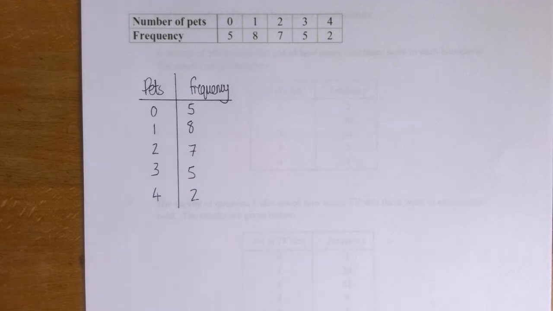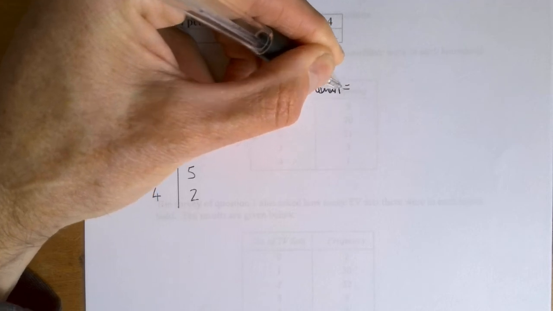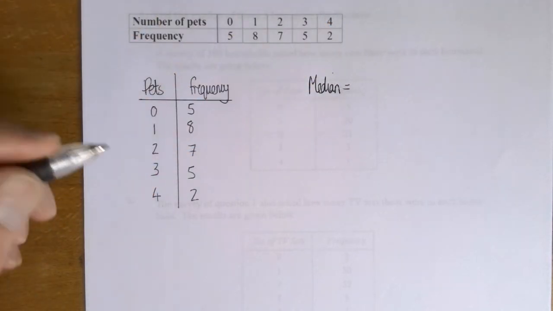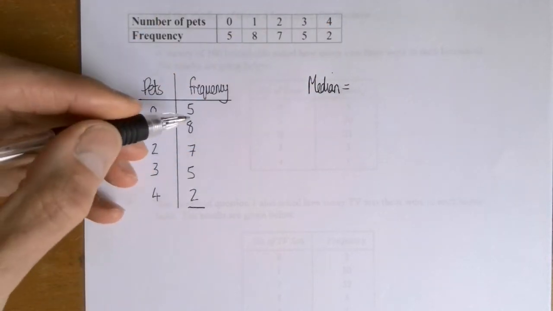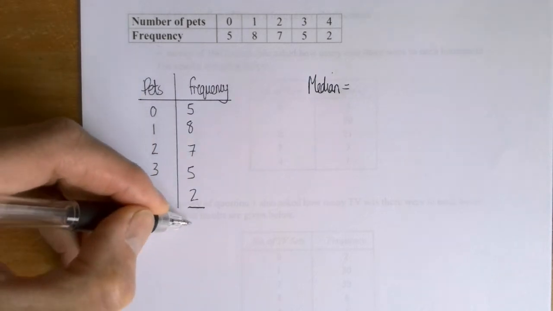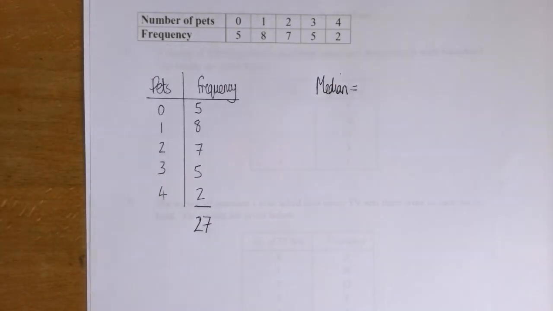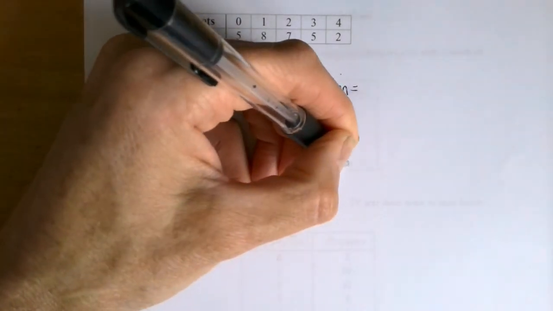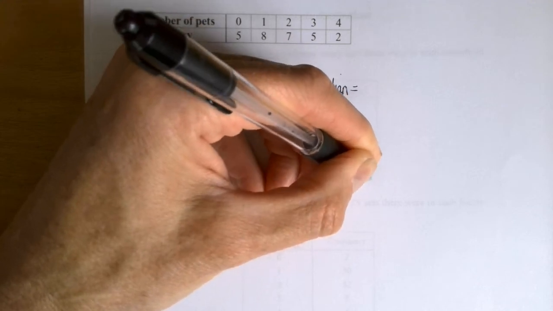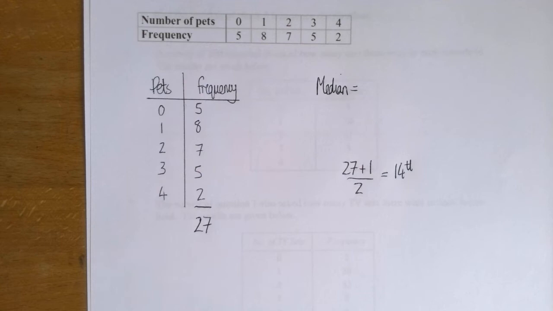So firstly, and remember what we're doing, we're finding the median. I need to ask how many people in my survey. So I need to add up 5 plus 8 plus 7 plus 5 plus 2, which is 27 people. I then say, okay, where's the median? 27 plus 1 divided by 2. I'm looking for my 14th value.